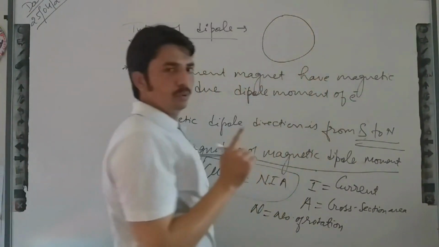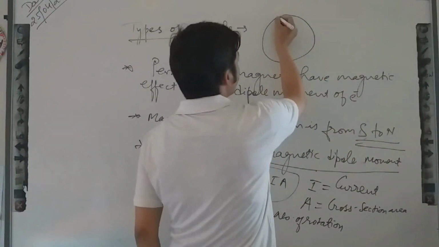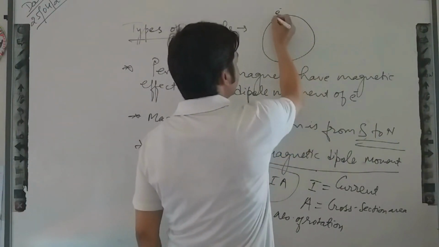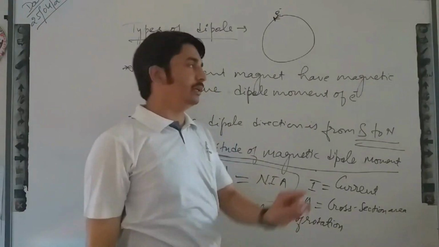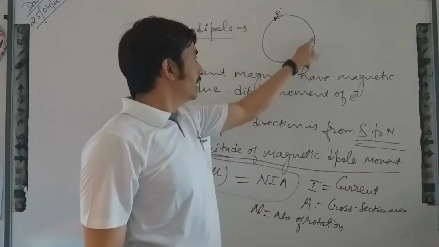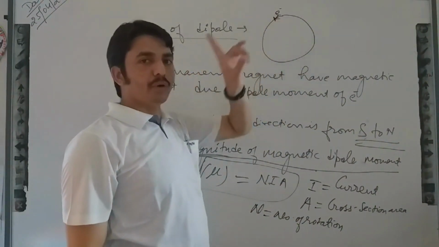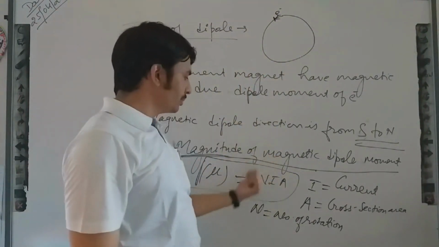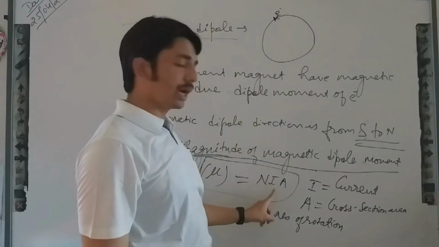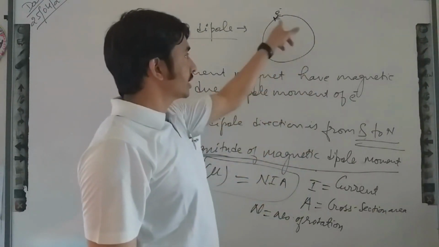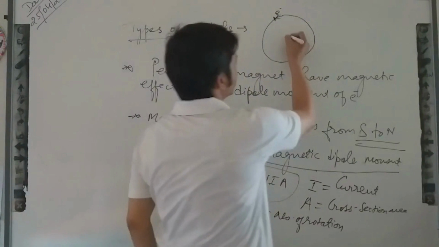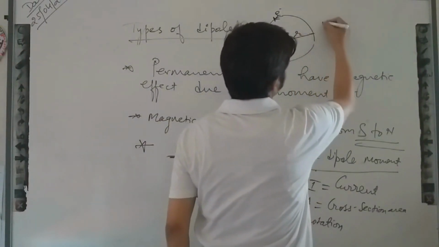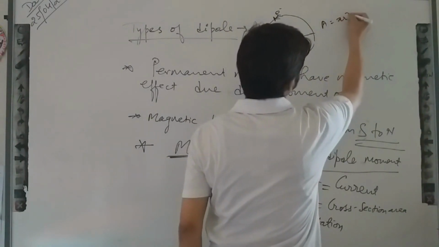Like that, there is a circular loop, and in the circular loop electrons are moving. This is the end at which the electron starts its journey. When the electron reaches this point, one rotation is complete. So if n is 1, then the magnitude depends on I and A. A is the cross section area; if this is the radius, then the cross section area will be pi r square.